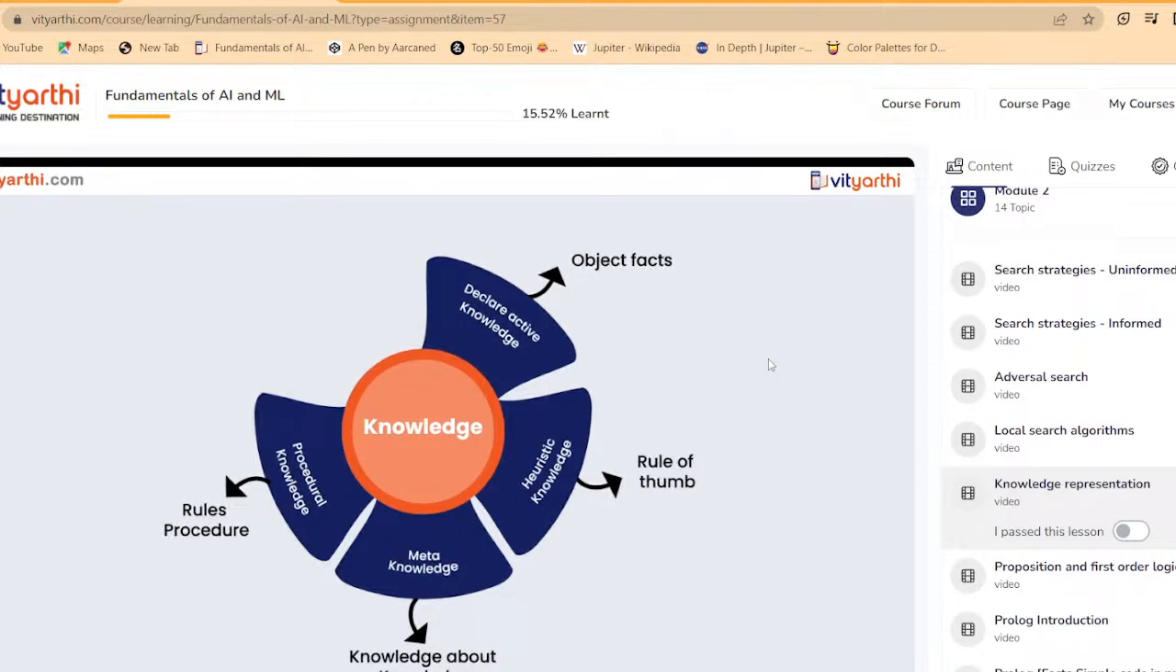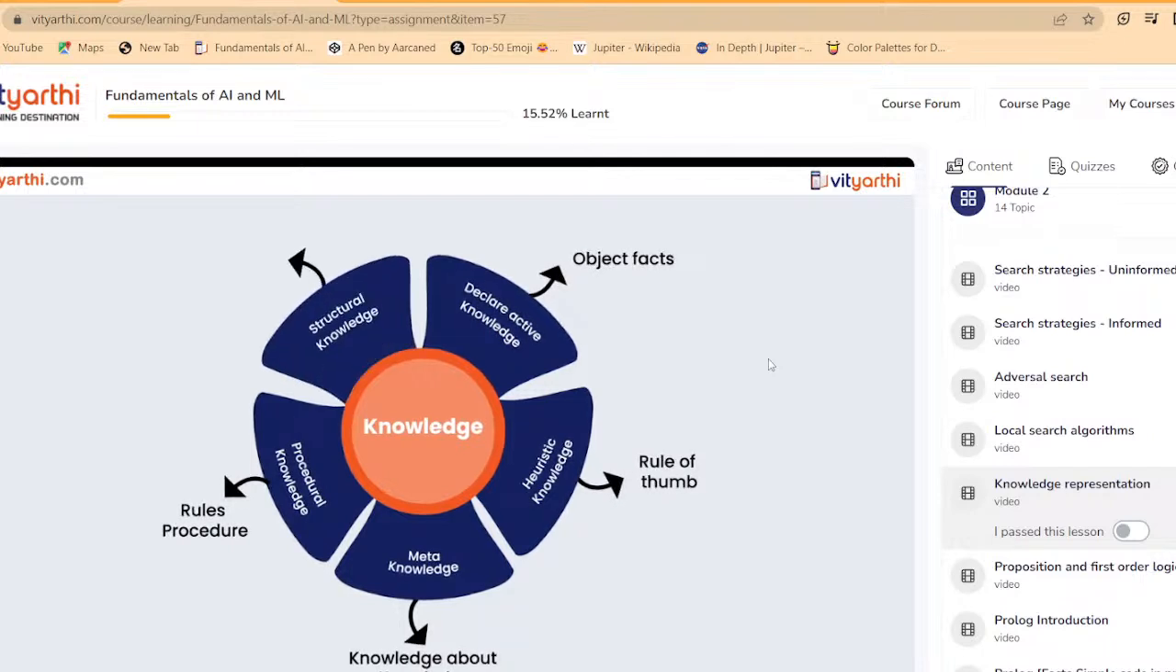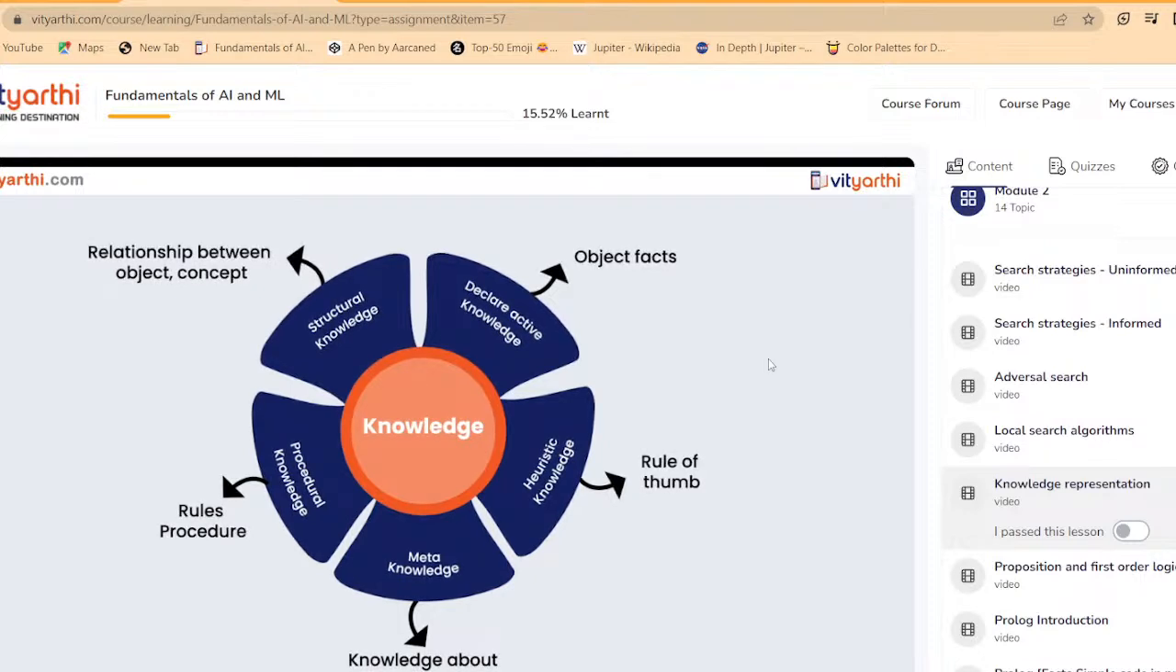Heuristic knowledge is rules of thumb based on previous experiences and awareness of approaches, which are good to work but not guaranteed. The last one is structural knowledge. Structural knowledge is the basic knowledge for problem solving. It describes the relationship between various concepts such as kind of, part of, and grouping of something.